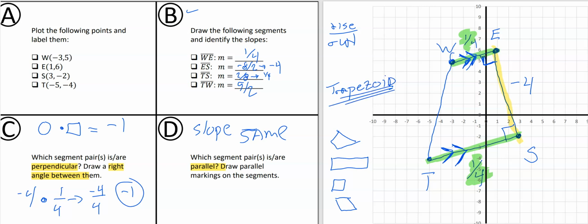Now, what makes it a trapezoid? Those 2 green line segments that are parallel. Trapezoids have 2 sides that are parallel.